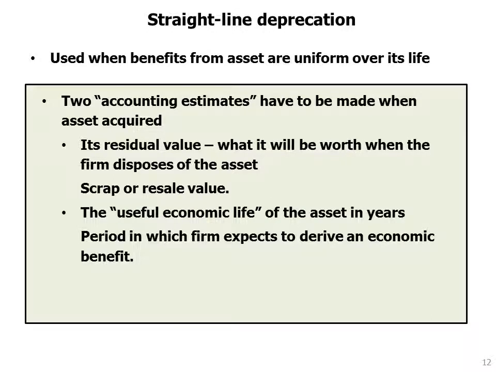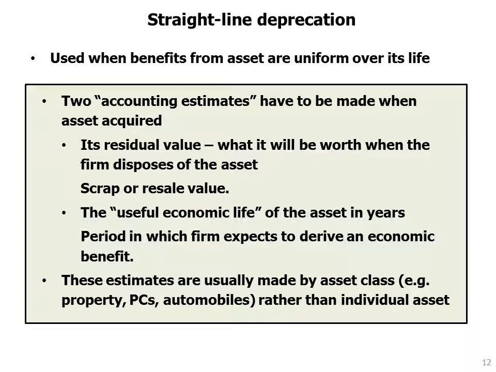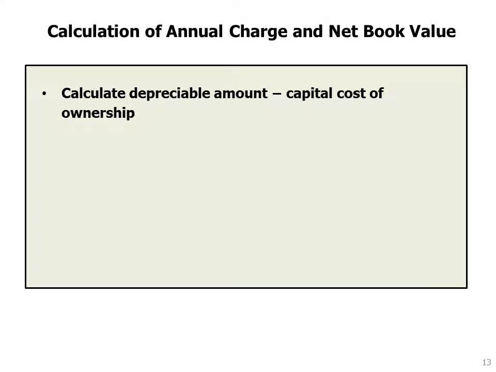And the second is how long the firm will derive an economic benefit from this asset. This is called the useful economic life of the asset, and is measured in years. And these estimates are usually made by asset class, for example, different types of property, for PCs, for automobiles, rather than for individual assets. So let's go through the calculation of the annual charge and look at how that is used to arrive at the net book value, which is the value which will actually be reported on the statement of financial position.